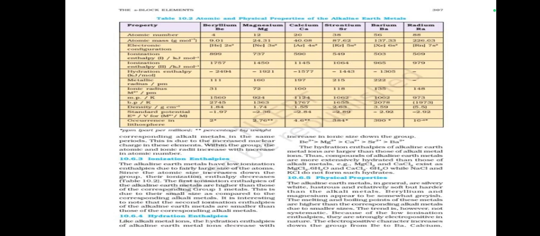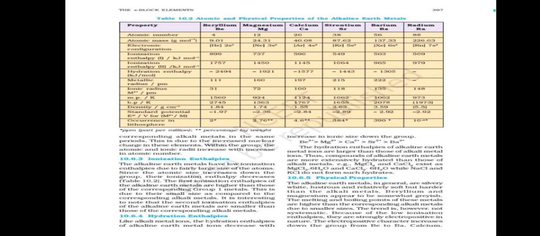Physical properties. The alkaline earth metals in general are silvery white, lustrous, and relatively soft but harder than the alkali metals. Beryllium and magnesium appear to be somewhat greyish. The melting and boiling points of these metals are higher than the corresponding alkali metals due to smaller sizes. The trend is, however, not systematic because of the low ionization enthalpies. They are strongly electropositive in nature.